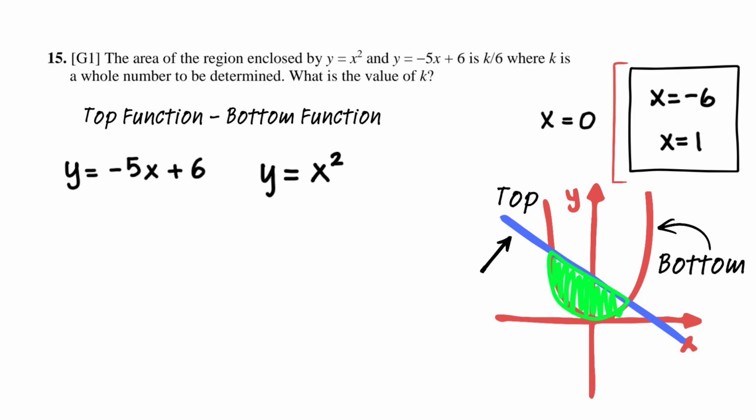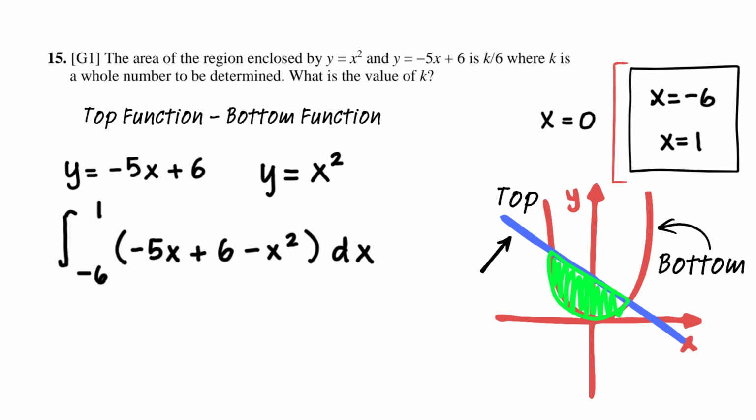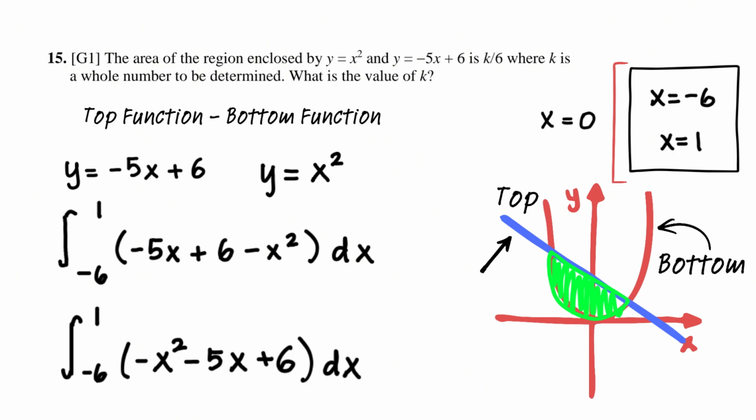So, we write our integral like this: the integral from negative 6 to 1 of negative 5x plus 6 minus x squared dx. I prefer to write this in standard polynomial order to make the next step easier: the integral from negative 6 to 1 of negative x squared minus 5x plus 6 dx.